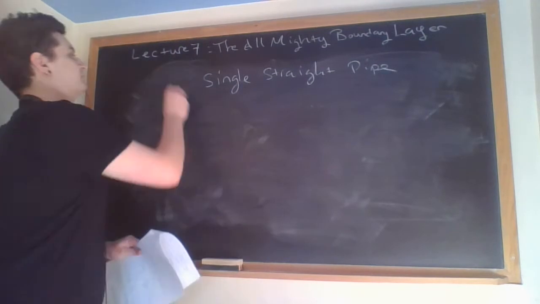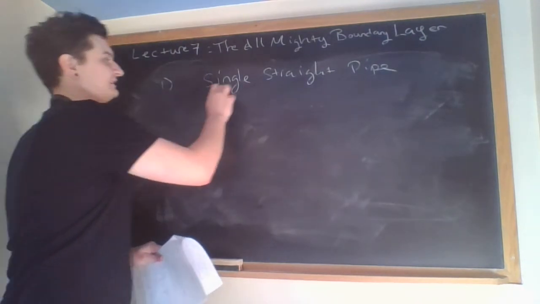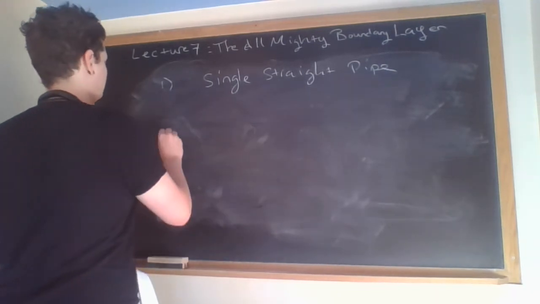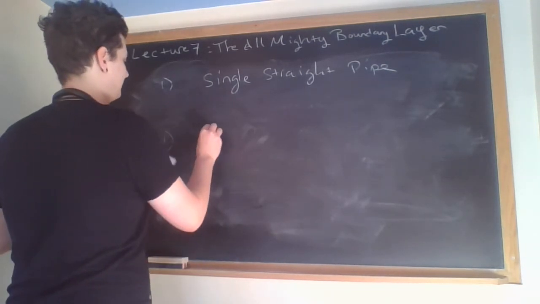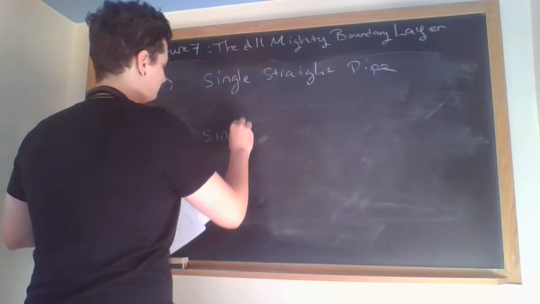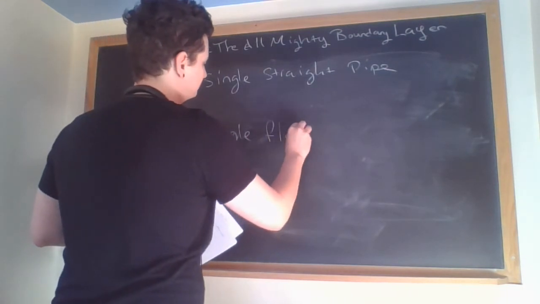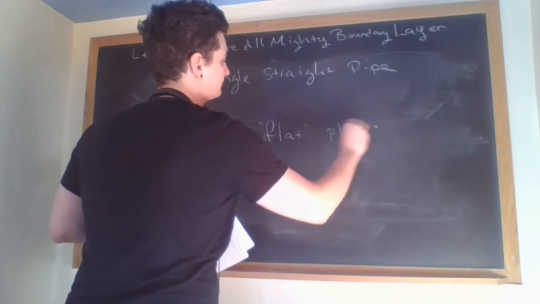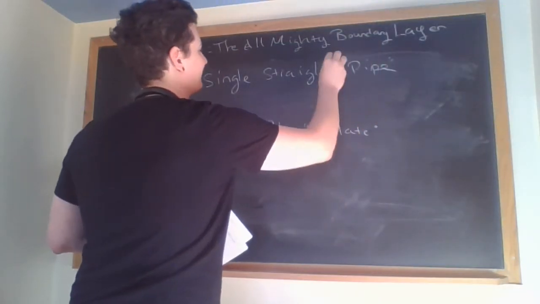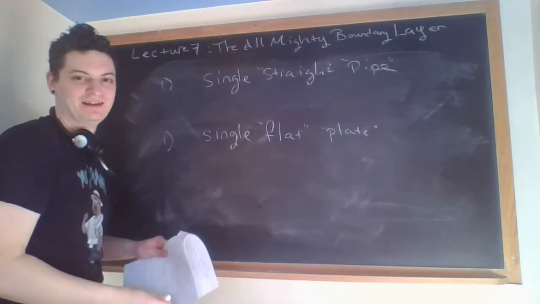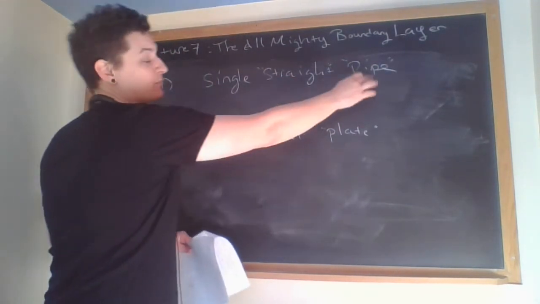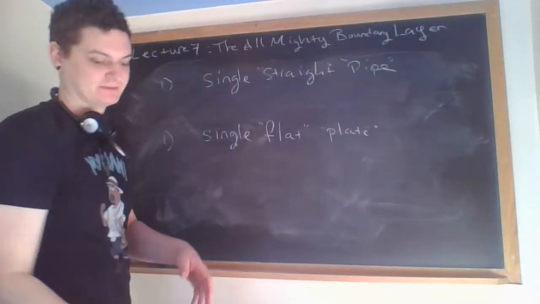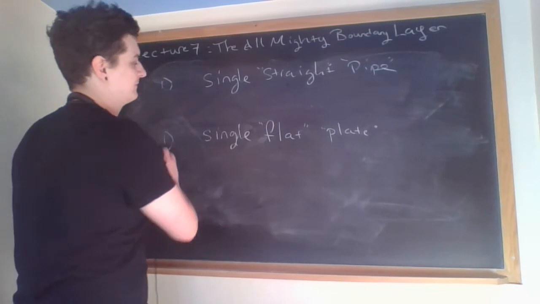remember in internal flows, we started, sort of step one was look at a single straight pipe. For external flows, we're going to look at a very similar, right? So internal, we looked at single straight pipe. Now we're going to look at a single flat plate. It's remarkable how similar these things are.